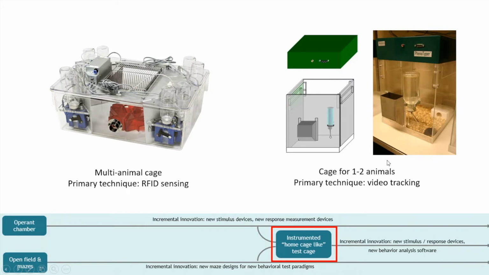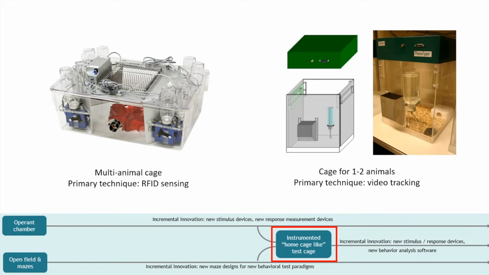Another approach is taken by this one here, the phenotyper, which I'm involved with personally, in which one or two animals can be tracked with a video camera, and the spatial behavior and exploration is recorded for hours or days on end. Again, these are not genuine home cages. They're not rack-mounted home cages. They don't have the scalability of home cages, but this is where we started 20 years ago.